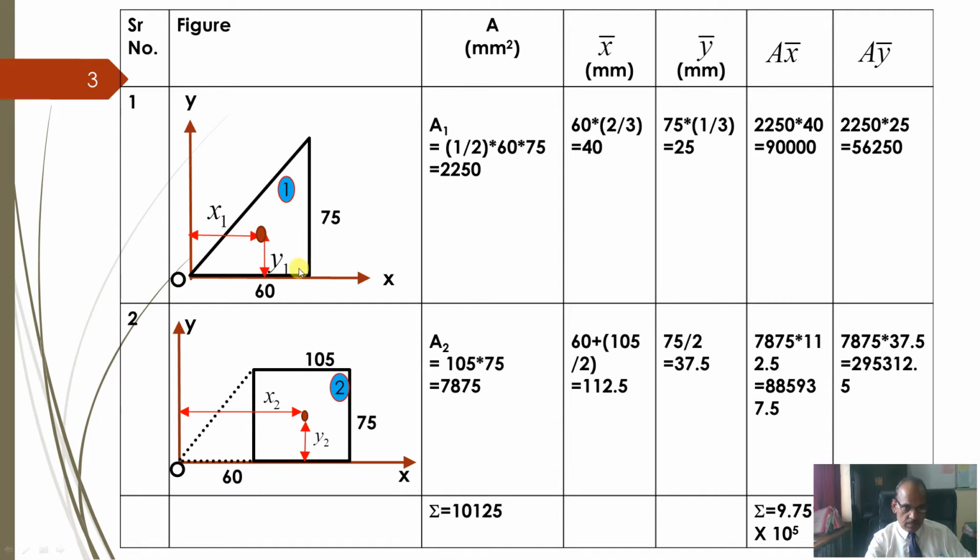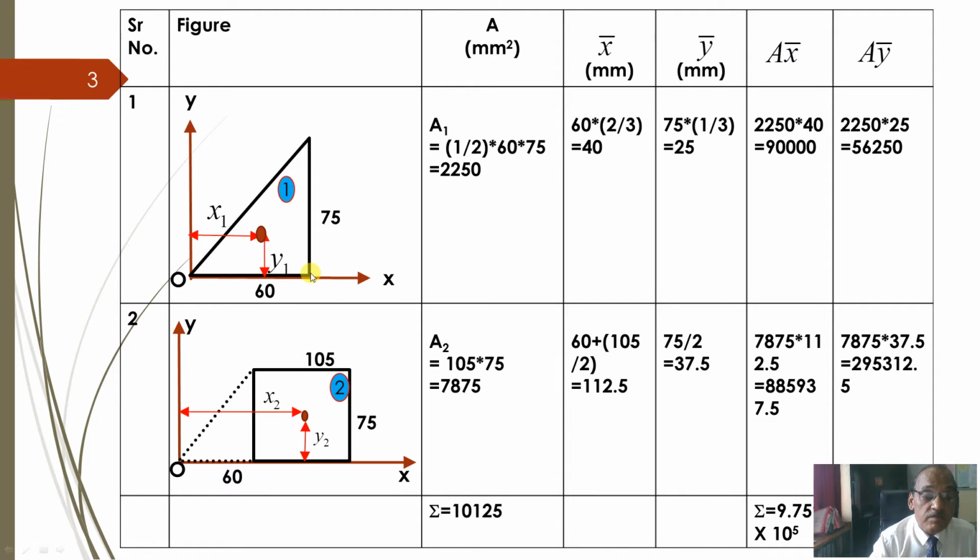This is a triangle, so for area there is no confusion: one half into 60 into 75. This is the area. Now coming to the centroid of the triangle, from the 90-degree angle, the x and y coordinates are at a distance of b by 3 and h by 3. So the distance from this point to this point is b by 3, 60 by 3. So from this to this it will be 2/3 of 60. So 2/3 of 60 is the x coordinate.